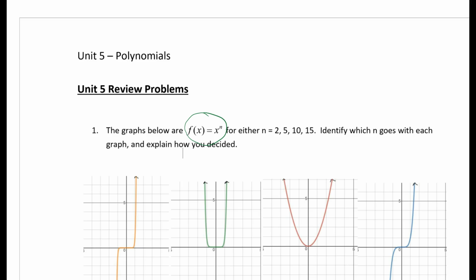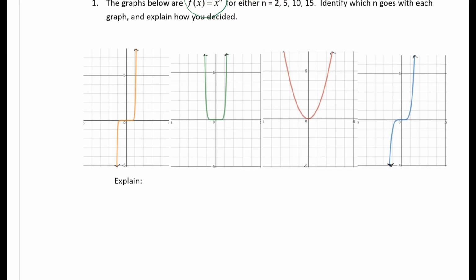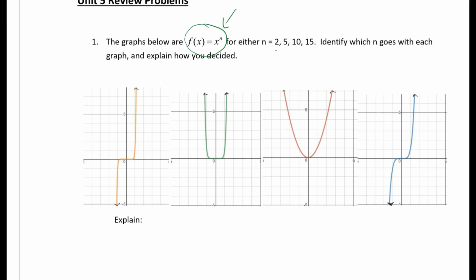Question 1 says basically for 4 different values of the exponent, let's identify the graph here. Okay, the first thing to note is that we have 2 evens and 2 odds. So 2 and 10 are even, 5 and 15 are odd. Let's take a look at the end behavior. We know this one here has to be even because the arms go up. And this one also has to be even since the arms go up. This one has to be odd. This one has to be odd.